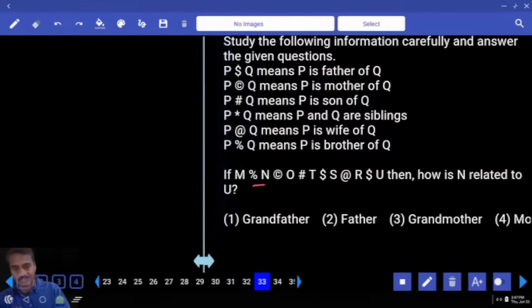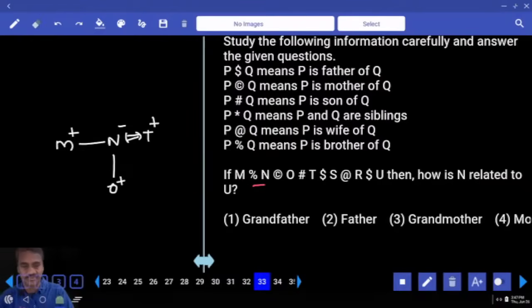Now here, M percentage N. Percentage stands for M is the brother of N. And N copyright O: N is the mother of O. And O hash T: O is the son of T. N and T are married. O is the son of T, dollar.